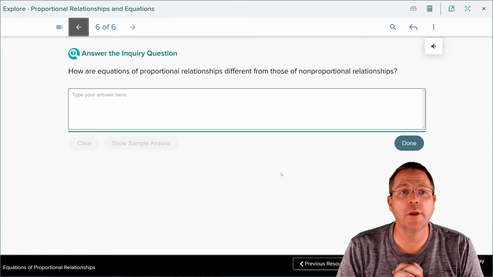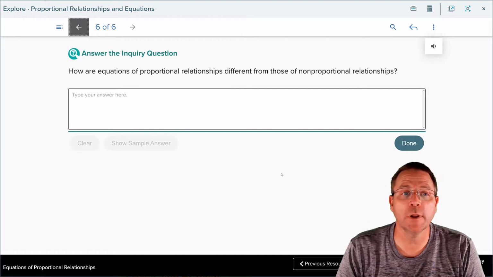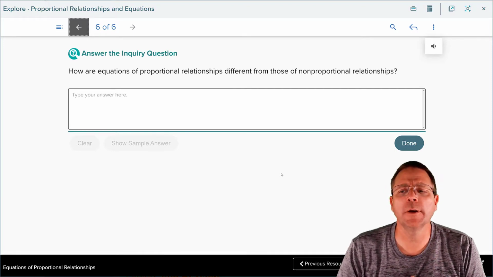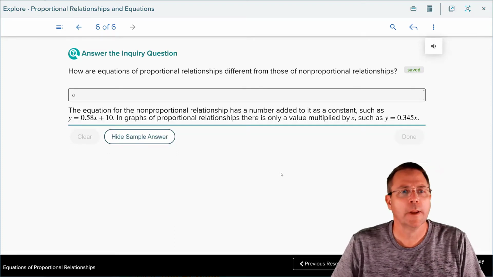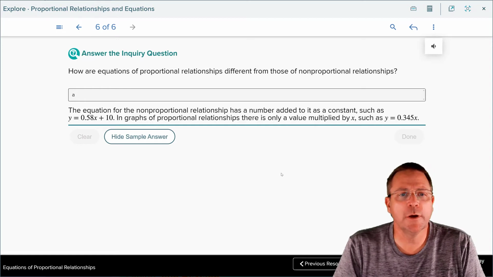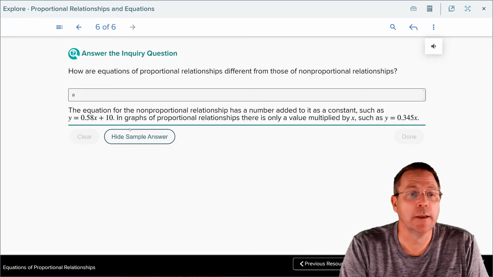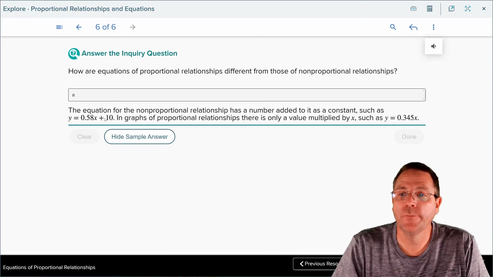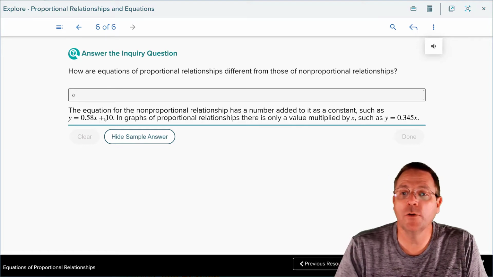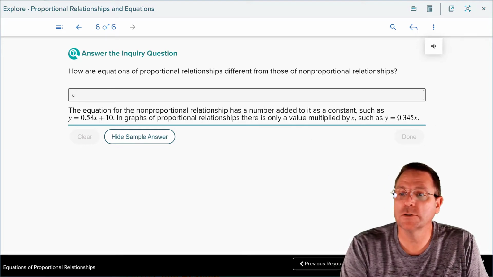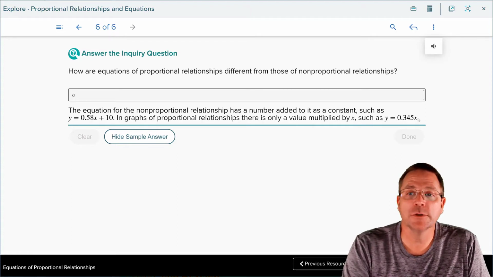So, how are equations of proportional relationships different from those of non-proportional relationships? Pause the recording, type in an answer, and then we'll see what the textbook had to say. The textbook said the equation of a non-proportional relationship has a number added to it as a constant, like this plus 10 right here. In graphs of proportional relationships, there is only a value multiplied by x, such as this one right here that says y is equal to 345 thousandths times x.